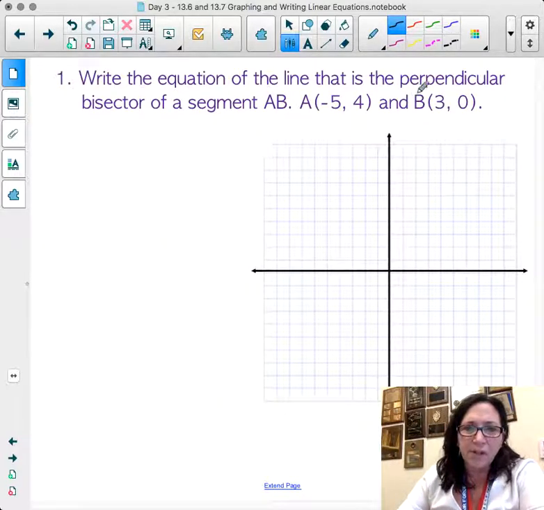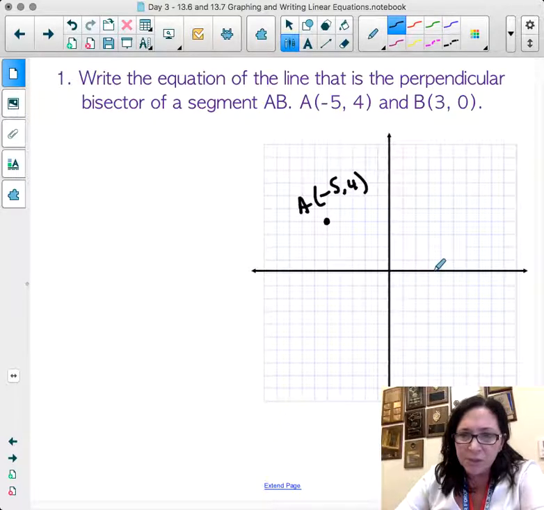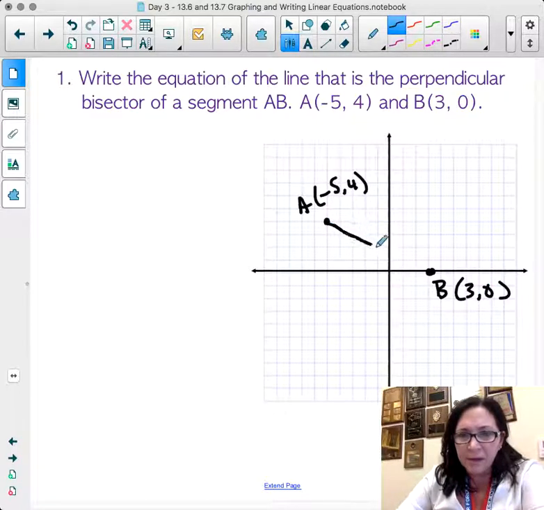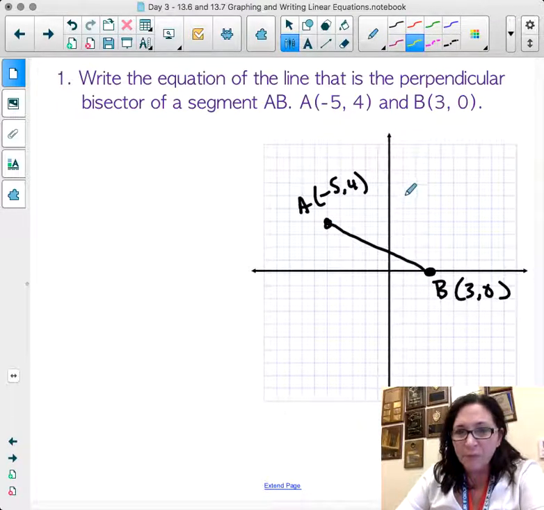So write the equation of the line that's a perpendicular bisector of segment AB, given that A is at -5, 4, and B is at 3, 0. So here's A, and here's B. Your job is to find the equation of the line that's the perpendicular bisector of that segment. Meaning what I'm looking for is first to bisect that segment, right?